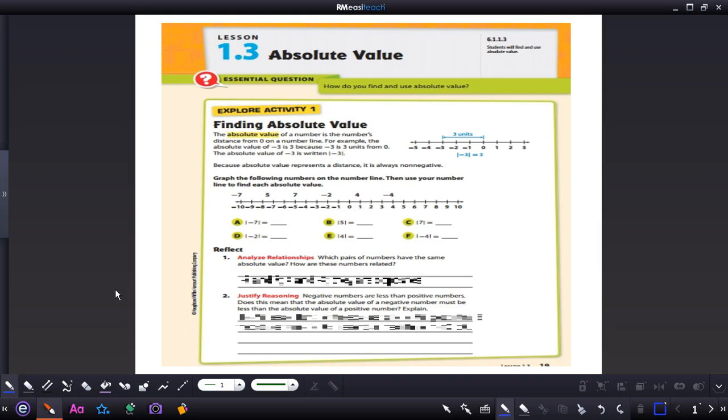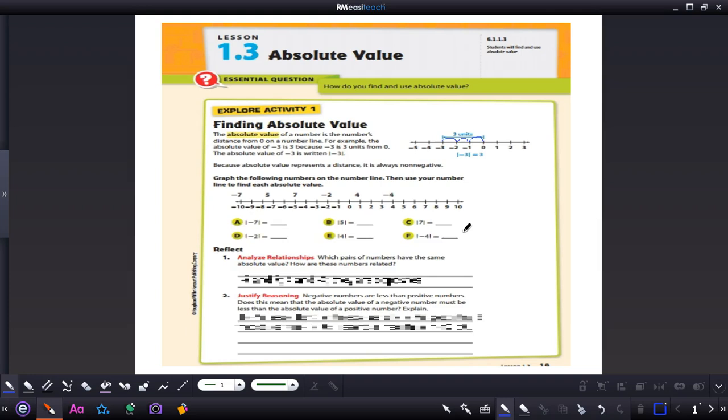It says the absolute value of a number is the number's distance from 0 on a number line. For example, the absolute value of -3 is 3 because -3 is 3 units from 0. The absolute value of -3 is written just like this. You can see the two bars that are around it with -3. So once again, absolute value, take a look at 3. It's 1, 2, 3 places away from 0 on the number line. So the absolute value is 3.